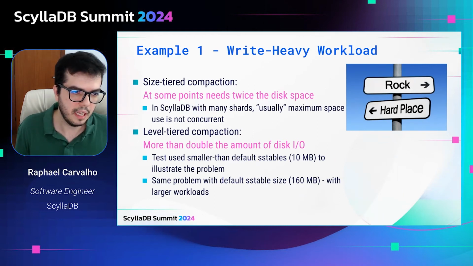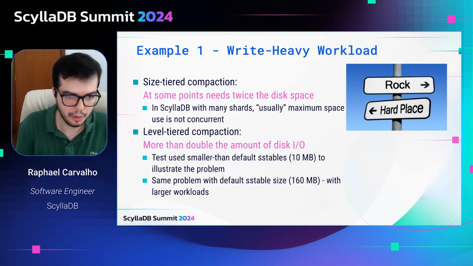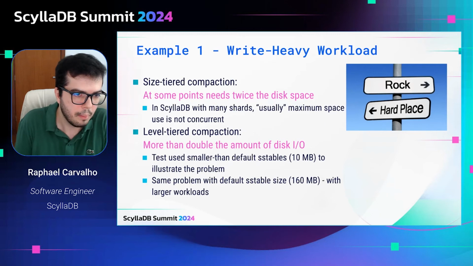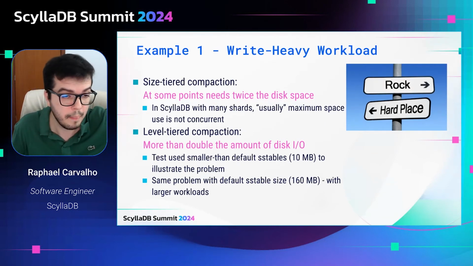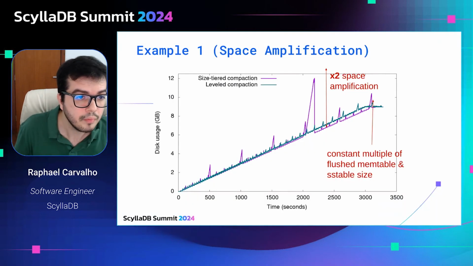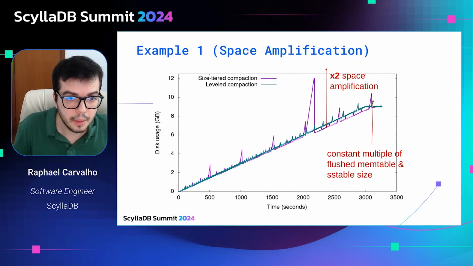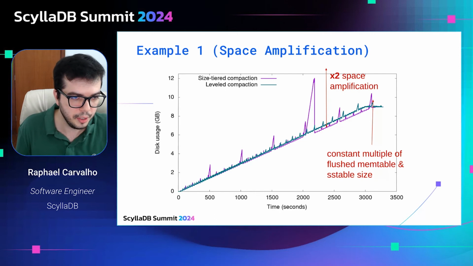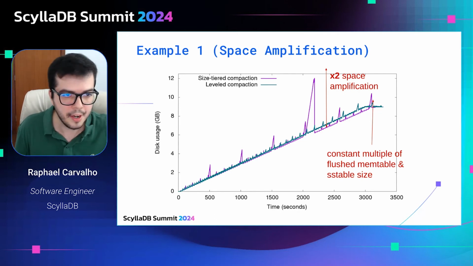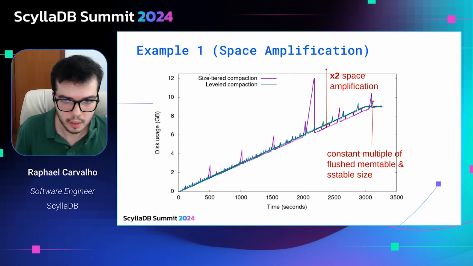In leveled compaction, you don't have that. But on the other hand, you need more I/O for compaction, because the same data is being rewritten many more times. Here we can clearly see the disk usage during compactions. The height of this spike depends on the size of the SSTables being compacted. So in ScyllaDB, this spike is much higher than in leveled compaction.